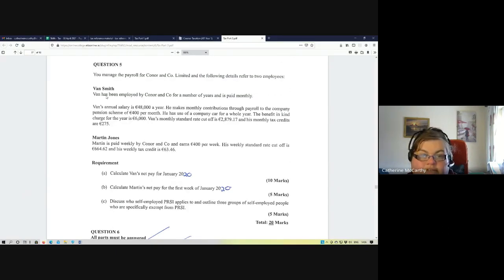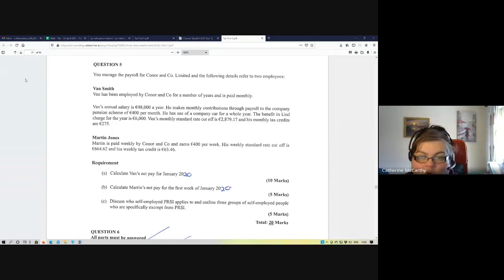So, Van Smith. Van has been employed by Connor and Company for a number of years and is paid monthly. Van's annual salary is €48,000 a year. He makes monthly contributions through a payroll to the company pension scheme of €400 per month. He has use of a company car for the whole year, and the benefit in kind charge for the year is €6,000. Van's monthly standard rate cut-off point is 2879.17, and his monthly tax credits are 275.